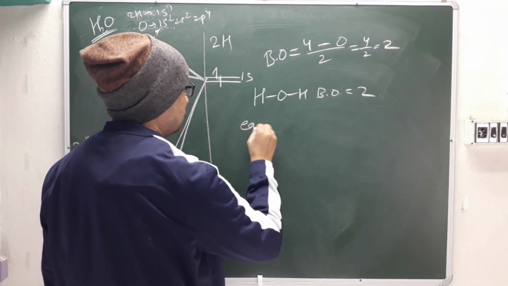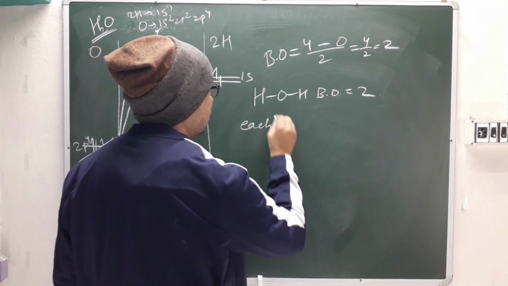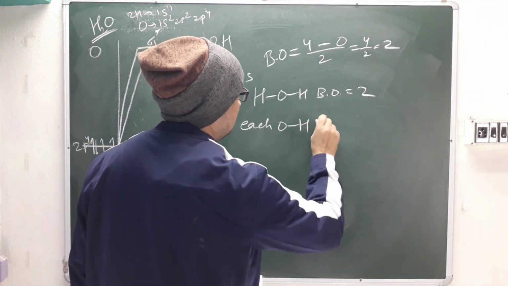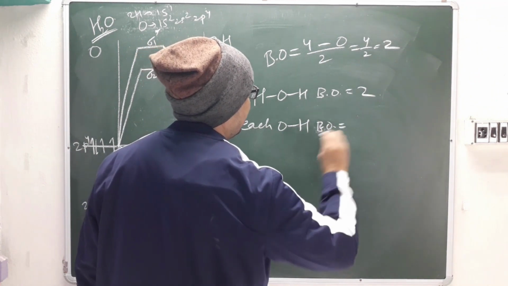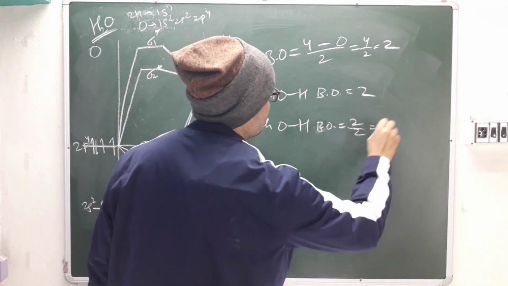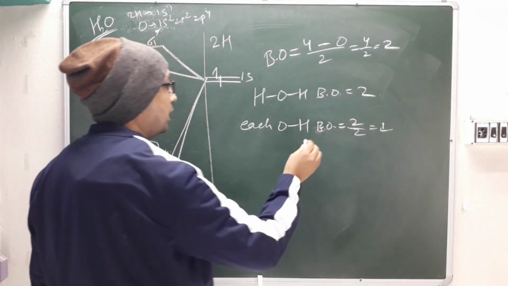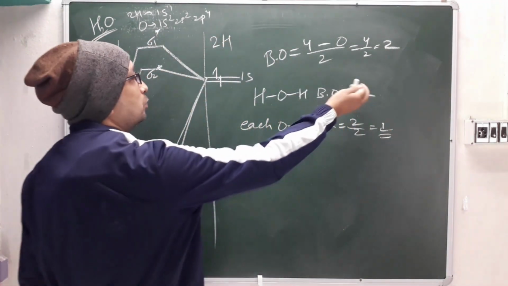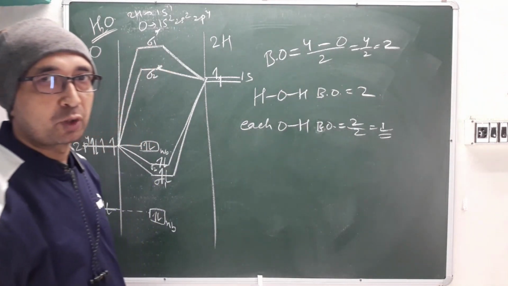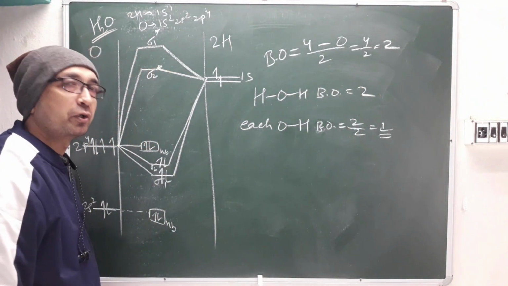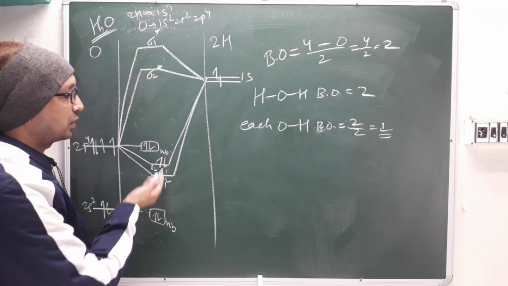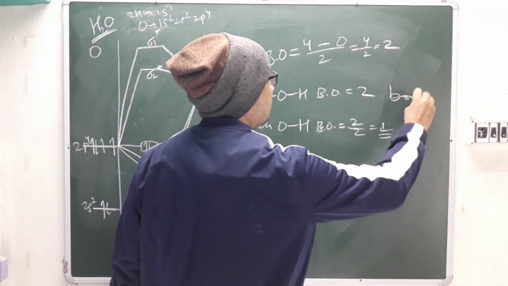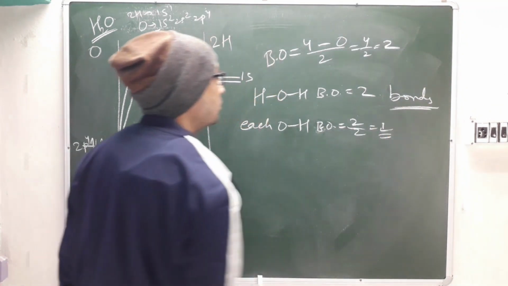So each OH bond order will be 2 by 2. So it will be 1, because this 2 is for both together, right? So whether this 1 is a sigma bond or pi bond, for both bonds you have to calculate whether it's a sigma bond or pi bond. So see the nature, it is in sigma. So both the bonds are sigma bonds. Okay, both the bonds are sigma.